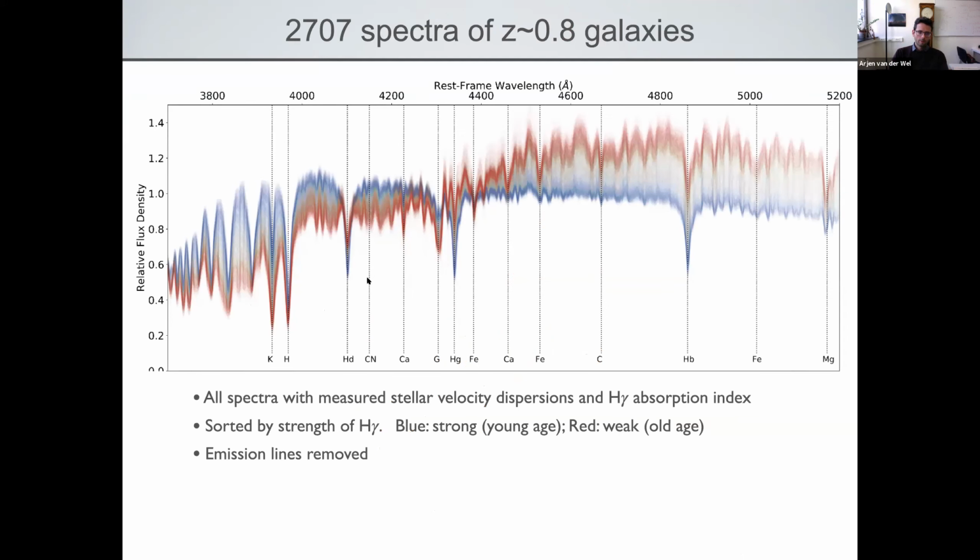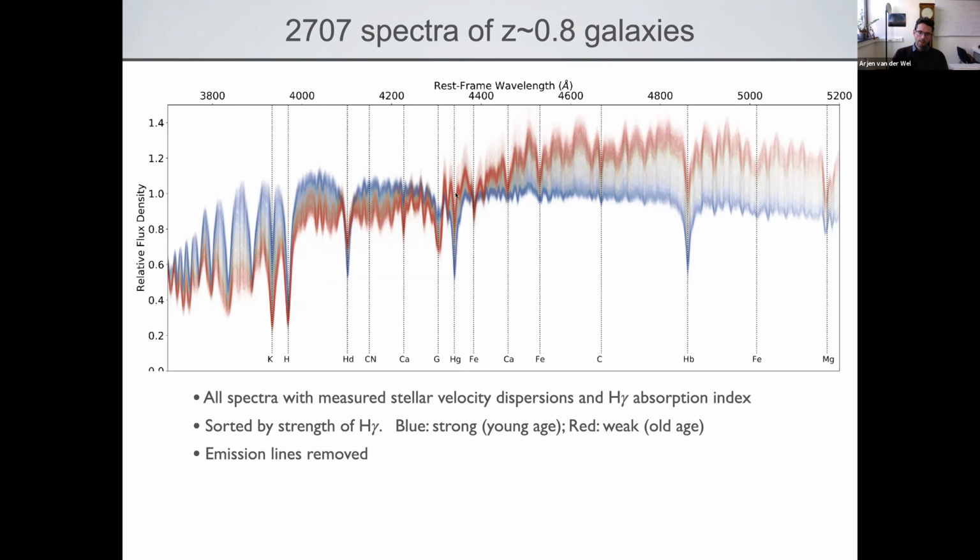This is basically plotting 3,000 spectra at the same time, where I've color coded each one according to its global stellar age, as given by the H gamma absorption line index. Okay, let's take a step back. What we see here is lots of absorption lines, right? We see the Balmer lines, H beta, H gamma, H delta, higher order. And we see lots of metal absorption features, calcium, iron, etc. Dozens of metal absorption features in each individual galaxy spectrum.